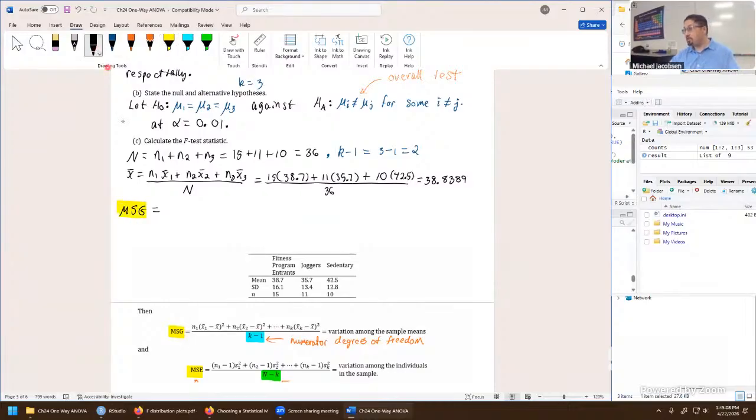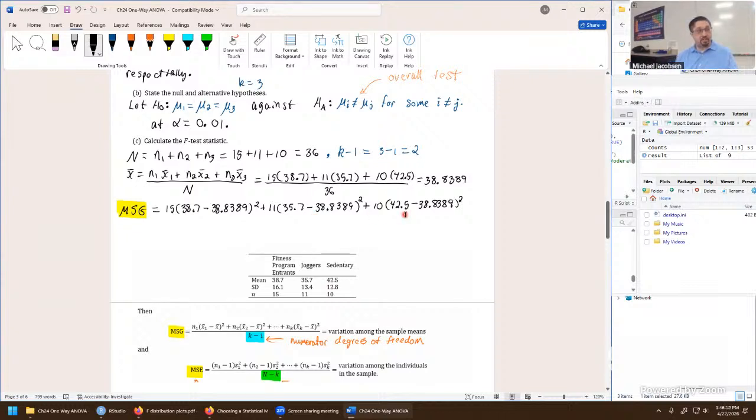Variation amongst the three sample means is going to be, by the formula that we see down below, take the sample size n1, 15, multiply it by the mean that we observed, 38.7 in that group, but subtract from that the grand mean. That was actually pretty close, 38.8389. We square that and we do it again. We go to the next sample size, 11, take the mean, 35.7. We want to know the difference between this mean and the grand mean squared, weighted by 11, the number of observations in that sample, 38.8389, squared, and then one more time, sample size 10, mean 42.5 minus 38.8389 squared.